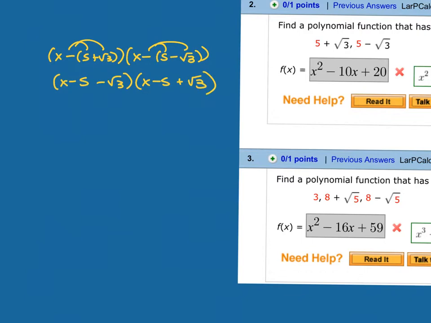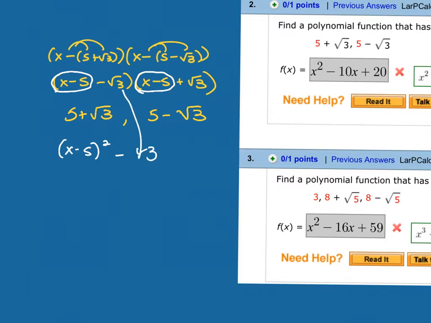So the shortcut is when you have roots that have square roots and they have opposites, that you can actually FOIL out the rational part of it, the part that does not have the square root. So I can take that, which is x minus 5 squared, and then subtract from it the number that's underneath the square root. So I'm going to bring this down, and I'm going to say minus 3.